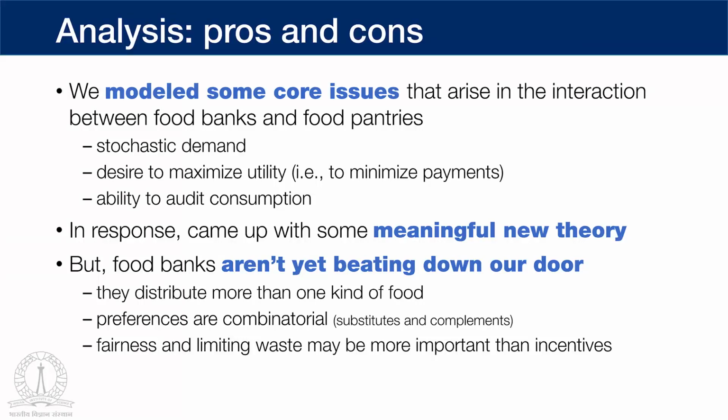And food banks might just have other considerations. They might care about fairness among the food pantries. They might care about limiting waste. They might find denying people an opportunity to participate, as good as it is for incentives, to be a problem if all of a sudden hungry people are turned away because the food bank got unlucky in an audit. And so these might be more important than incentives. So as appealing as it was from a theoretical perspective to build this model and analyze it, it may or may not actually address the underlying problem that people really have.